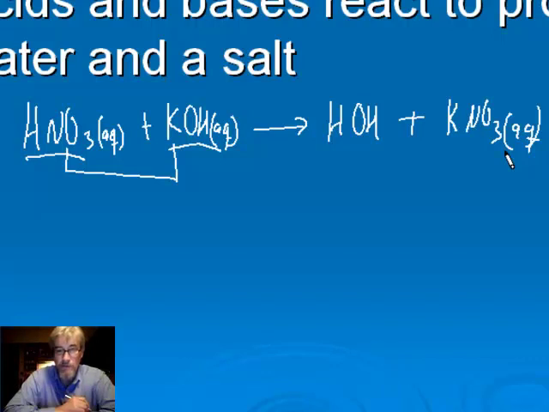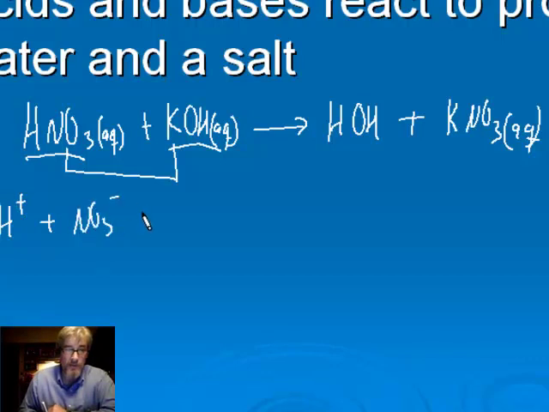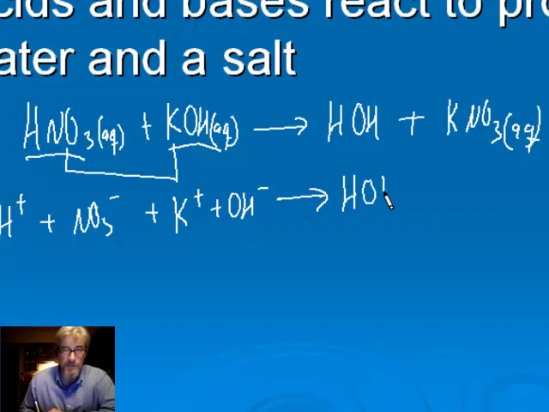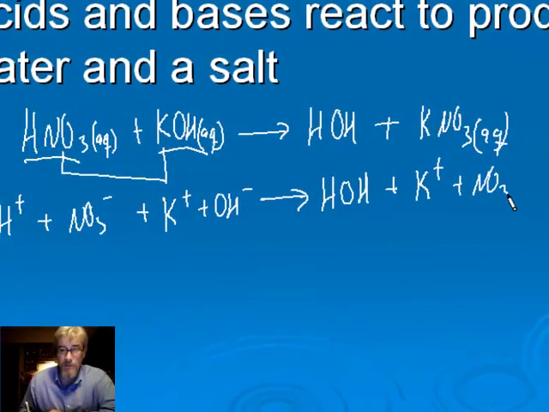Let's write an ionic equation. Nitric acid is a strong acid. Strong acids can be split up because they're strong electrolytes. So I'll split it up to H+ and NO3-. Potassium hydroxide is a soluble salt. It's aqueous, it says, so I can split that up to K+ and OH-. Water, I can't split up. It's not an electrolyte. Potassium nitrate is aqueous, and that is an electrolyte. So K+ and NO3- appear as separate species because that's how they are in solution. So that's the ionic equation.